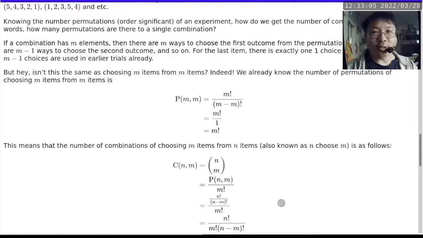All right, so are there any questions about C(n, m), the number of combinations, and how we compute the number of combinations by dividing the number of permutations by the number of permutations once you have chosen 5 unique things from the original collection?